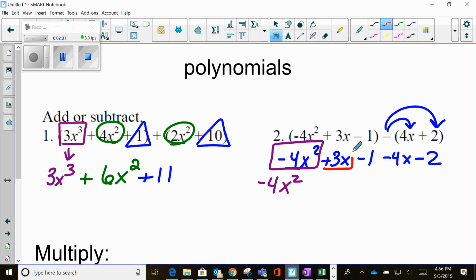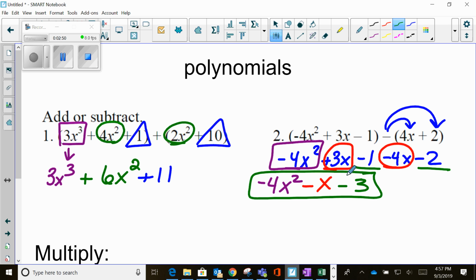Next I'm going to look for any x terms, which I have a negative 4x, so I have 3x minus 4x, or 3x plus a negative 4x gives me a negative 1x, or just a negative x. And then finally I have my constants, which gives me a negative 3. Now I have my final answer in simplest form. So the key with subtraction is to make sure to distribute the subtraction sign to your second polynomial.